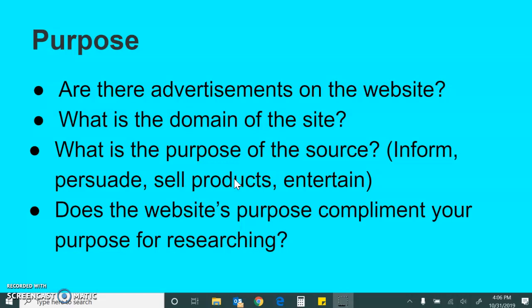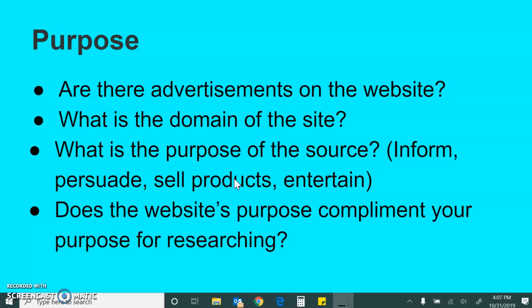What is the domain of the site? The domain is the .com, .org, which I'll get into those in just a minute. What is the purpose of the source? Is the purpose to inform, persuade, sell products, or entertain? Now, just because a source has one of these purposes doesn't mean you can't use it, but you need to be aware of how you can best use the source if you choose to use it at all.